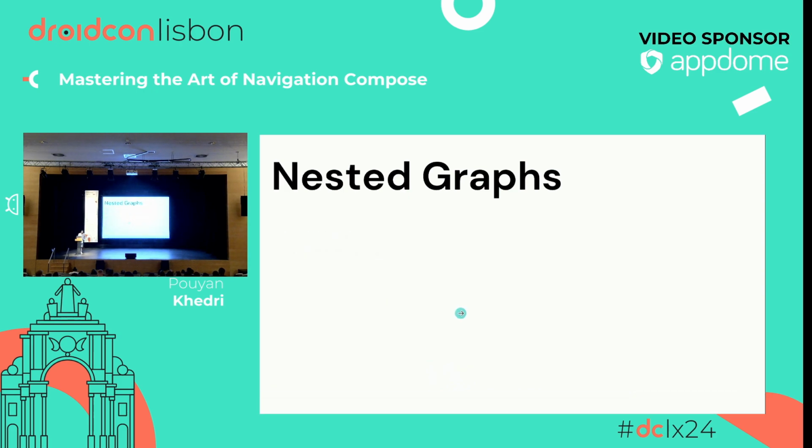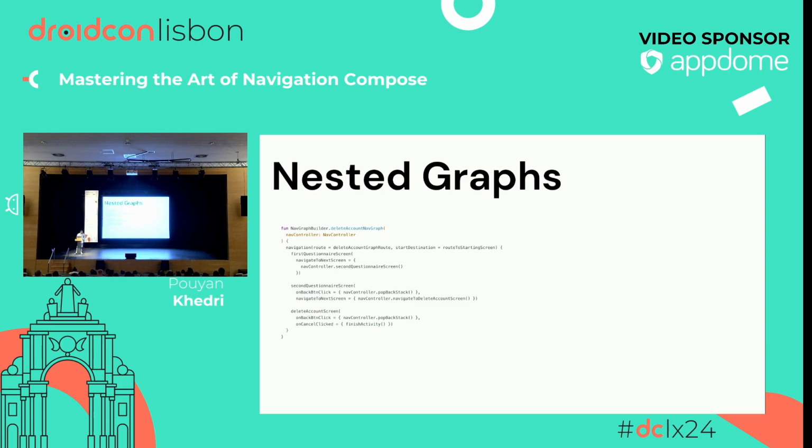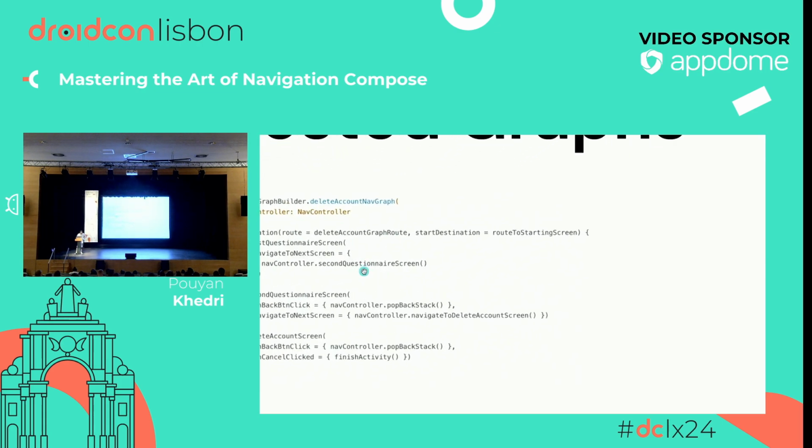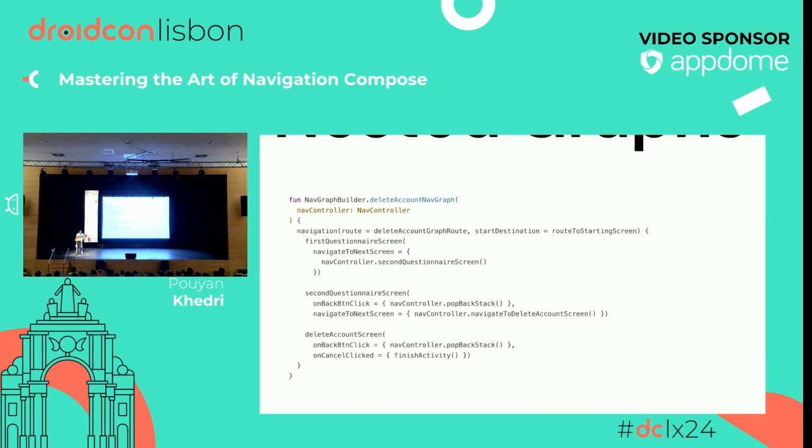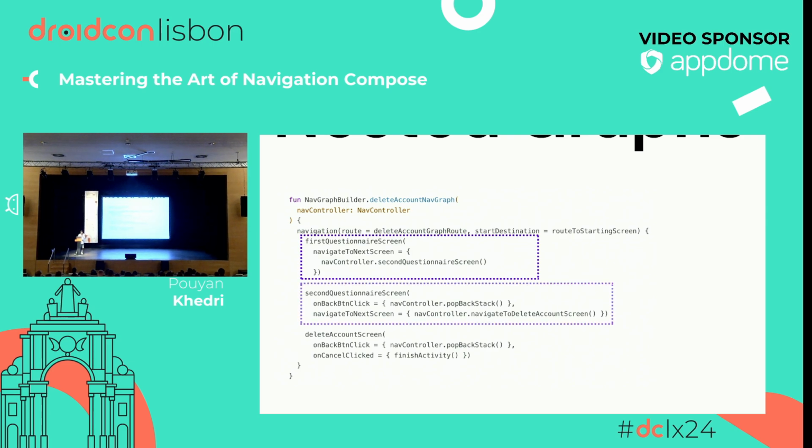Then we needed to create the nested graphs. So this is the first one for the delete account. We basically passed the nav controller to it. We use this keyword navigation. That's how you declare nested graphs. And then we used the extension function we just created for the first screen, the extension function we just created for the second screen, and then the last screen where you confirm you want to delete your account.